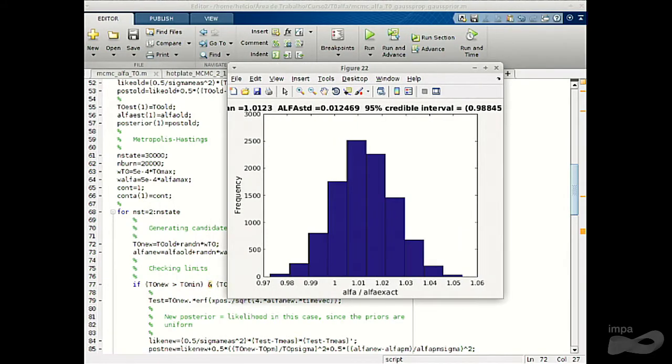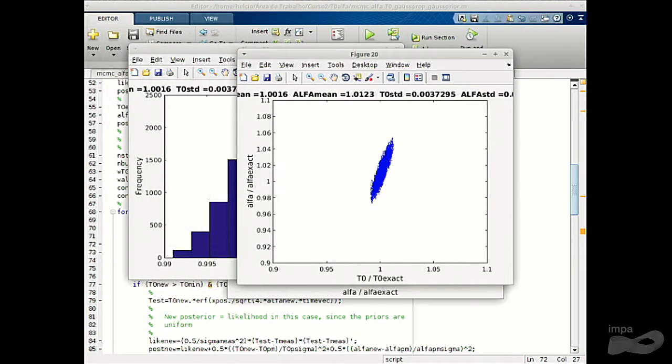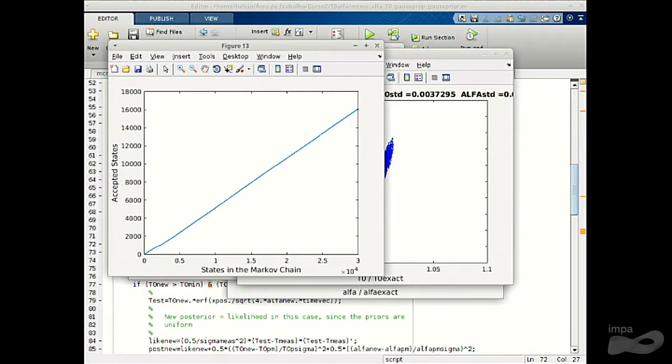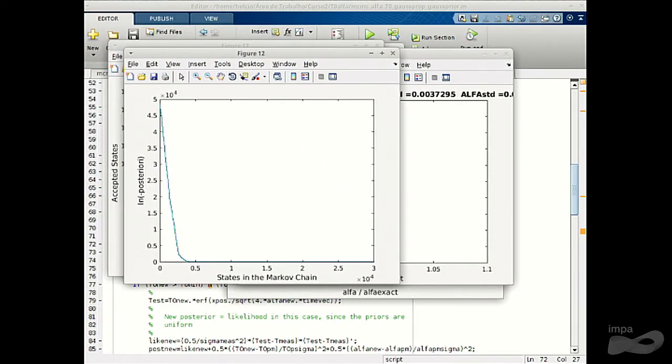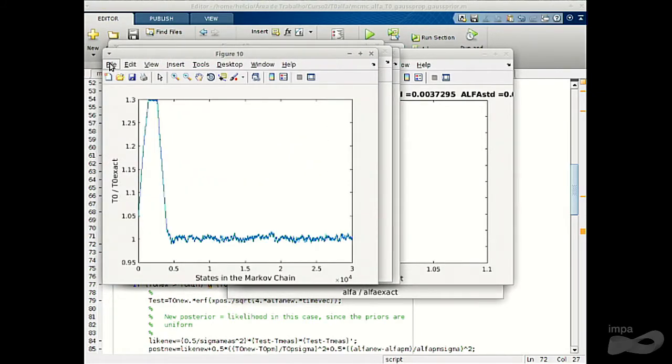Very nice result for alpha. Very nice result for T0. The distributions, the number of accepted states, which is kind of large, but the posterior, and the Markov chains for alpha and for T0, okay? So, got a very nice result, but I'm using a completely wrong mean for this Gaussian, okay? But I'm accepting that I don't have great confidence in this mean, okay?